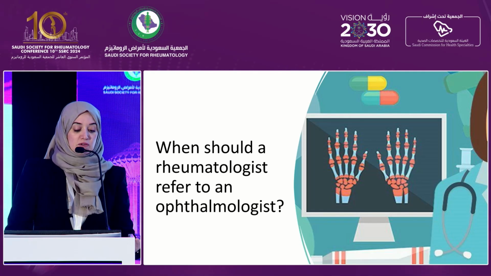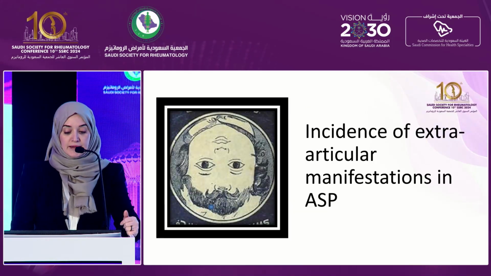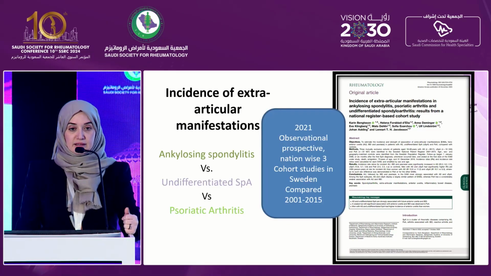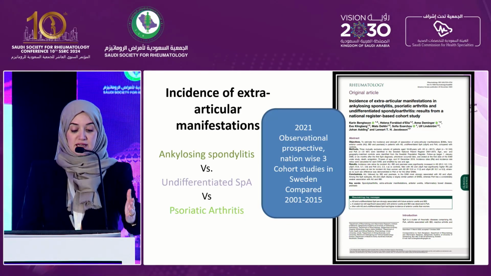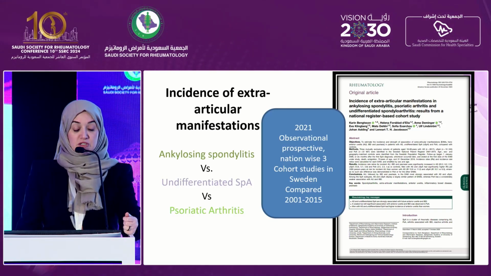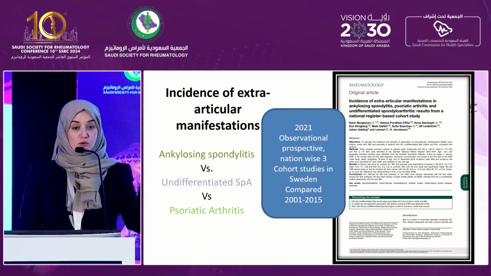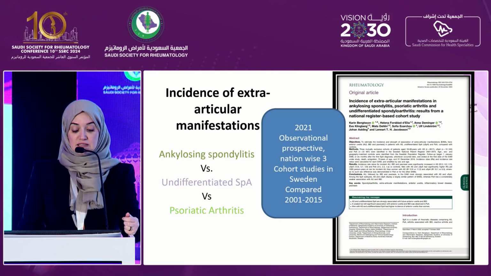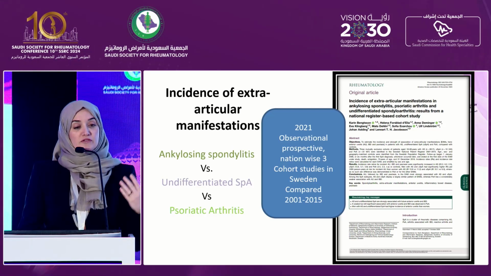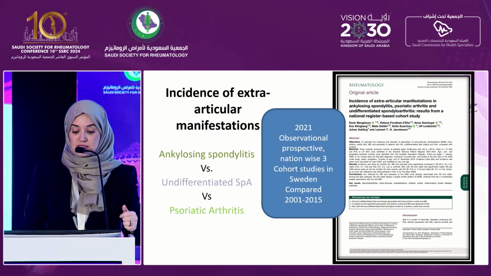So when should a rheumatologist refer to an ophthalmologist? The incidence of extra-articular manifestation in axial spondyloarthropathy, this is, I think, one of the strong studies that a rheumatologist should know. It was published in 2021 from Sweden. It was a cohort of 3 different institutes that compared ankylosing spondylitis and differentiated spondyloarthropathy and psoriatic arthritis, and they were looking for the extra-articular manifestation of this inflammation.